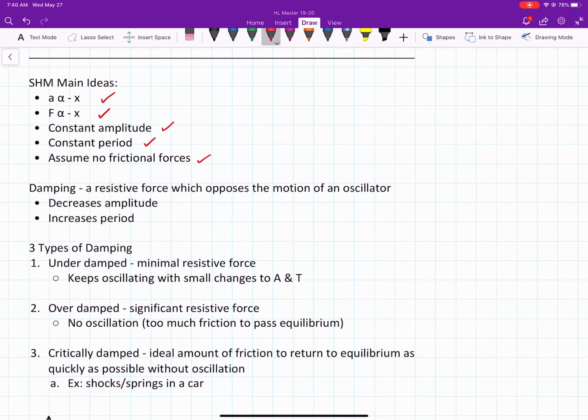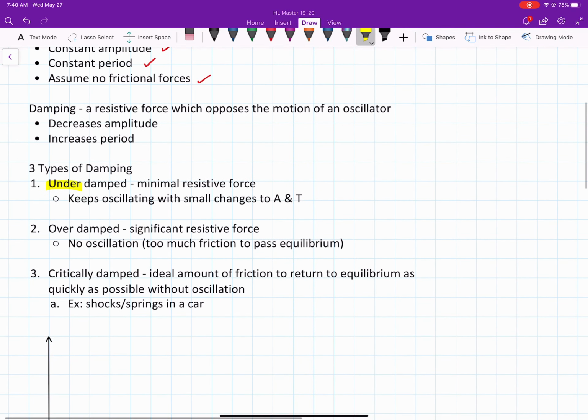When we have something that's underdamped, the under part means that there's not a lot of friction. So there's a minimal resistive force, or just some amount of resistive force that slows the oscillation down over time. It's going to keep oscillating. Eventually we get small changes to amplitude and period for each different oscillation.